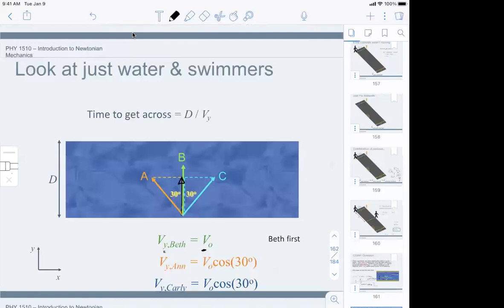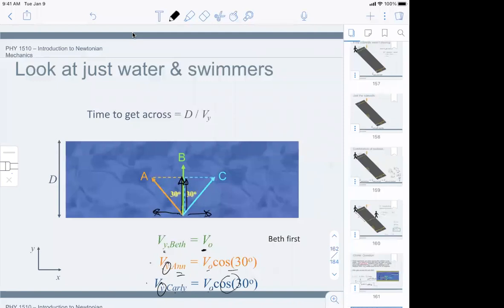And you can see Anne seems to be doing two things: going across the river, but also swimming upstream. Now, C is Carly. Carly is crossing the river, but also swimming downstream. Those two sideways velocities don't matter; they don't get you across the river. So the velocity in the y component for Anne is v0 cosine 30, and for Carly it is also v0 cosine 30.